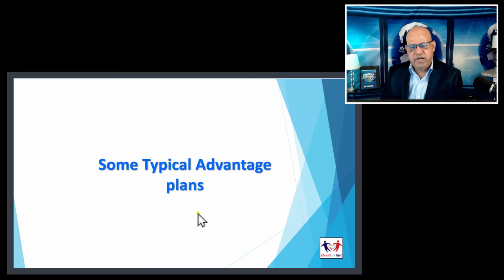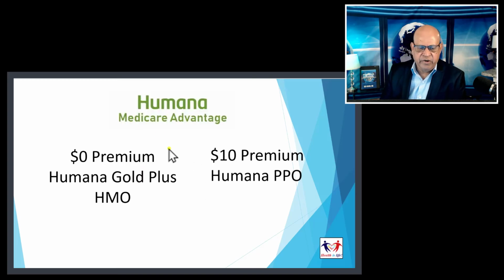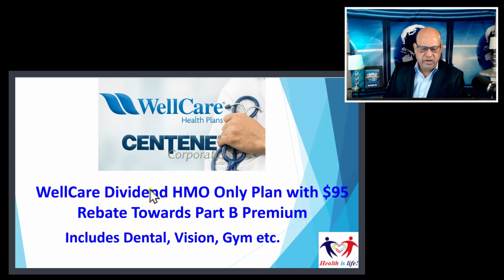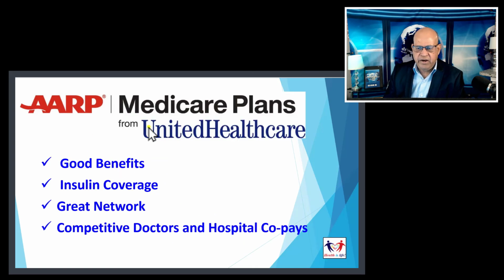Now let's look at some typical Medicare Advantage plans. Humana is one which has zero premium for HMO and some premium for people who select PPO, and they may also have copays when you're dealing with PPOs. You have copays in most types of insurance. For example, WellCare is an HMO plan with a $95 rebate towards the Part B premium. That's an advantage. It includes dental, vision, gym, and the same thing with AARP.